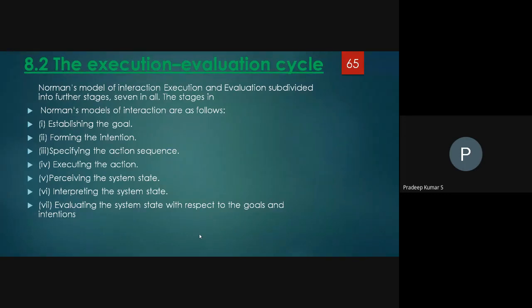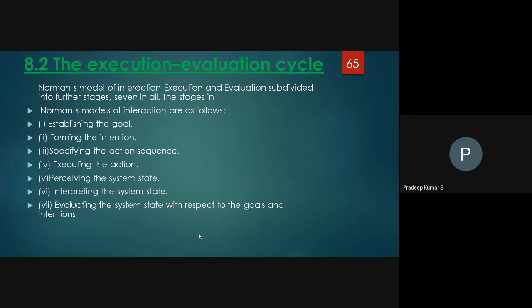What is the difference between execution and evaluation? Execution: I give the input to the system and the output is generated. But evaluation is whether the output satisfies all the criteria and conditions for the user's needs or the problem statement. You have already faced this type of thing in your day to day programming tasks.